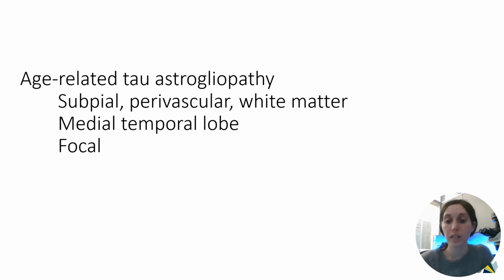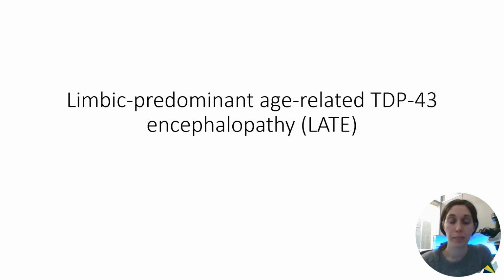All right, so how does this appear on a diagnostic line? So it begins with the diagnosis, age-related tau astrogliopathy or RTAG. Then we always comment on the type of RTAG or the pattern. So in this case, I've showed you subpial, paravascular, and white matter patterns. We always comment on the location. So in this case, it was all in the medial temporal lobe. And then we also comment on whether it's focal or widespread.